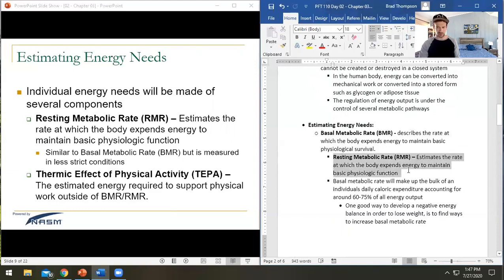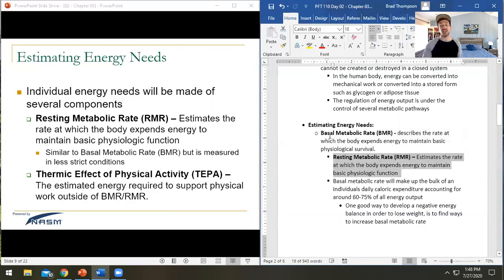Whereas the resting metabolic rate estimates the rate at which the body expends energy to maintain physiologic function. So, those are basically the same thing, but the difference is that the resting metabolic rate is measured in a less strict way. So yeah, you can have breakfast, you can have lunch. It's not a great idea to have food right before you take the test, because then your body's going to burn energy in response to consuming that food. But that's kind of what we're describing there. The basal metabolic rate is the more accurate of the two. The resting metabolic rate is a little bit less accurate, but still a very, very good measurement.